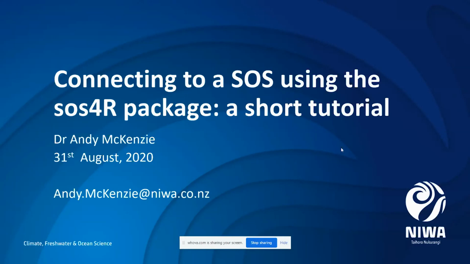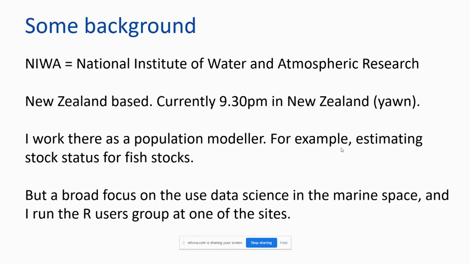A bit of background, you'll see in the bottom right-hand corner, there's a big NIWA symbol there. That's where I work, and you may not be aware of that place and what it's about. So NIWA, it's an acronym of sorts, National Institute of Water and Atmospheric Research. It's a New Zealand-based research institute, currently 9:30 PM in New Zealand, so I'm heading towards a yawn state, but I'm still going strong.